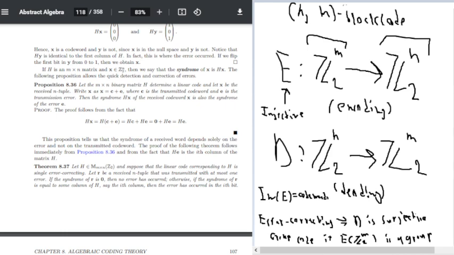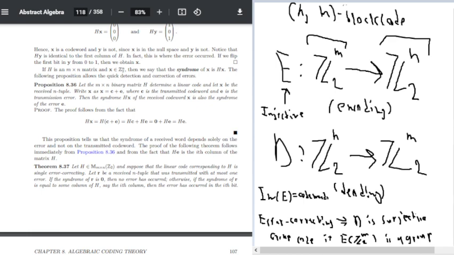Proof. The proof follows from the fact that Hx equals H of c plus e equals Hc plus He equals 0 plus He equals He. The proposition tells us that the syndrome of a received word depends solely on the error and not on the transmitted code word, one of the benefits of working in the null space. The proof of the following theorem follows immediately from Proposition 8.36 and from the fact that He_i is the ith column of the matrix H.